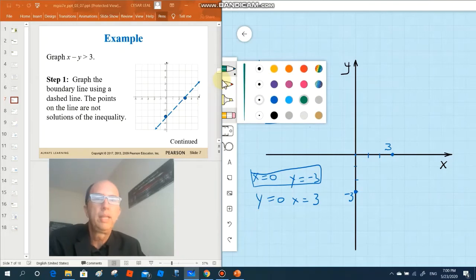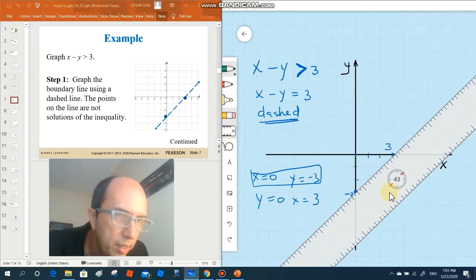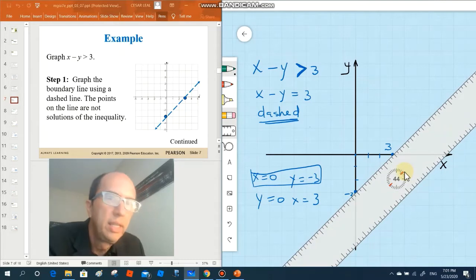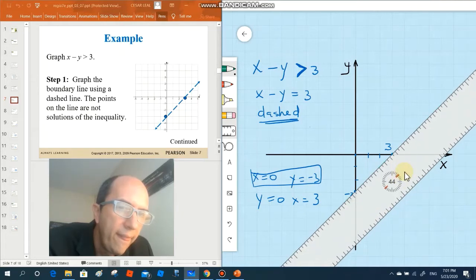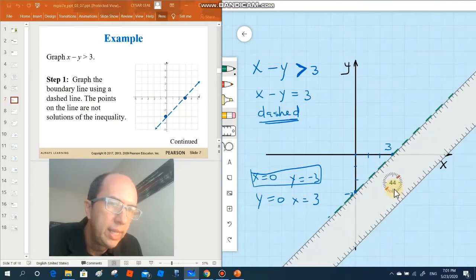Let's make the line green. The line is going to be, is it dashed or continuous? Dashed, because there's no equal sign here. So dashed line. No equal sign, dashed line.